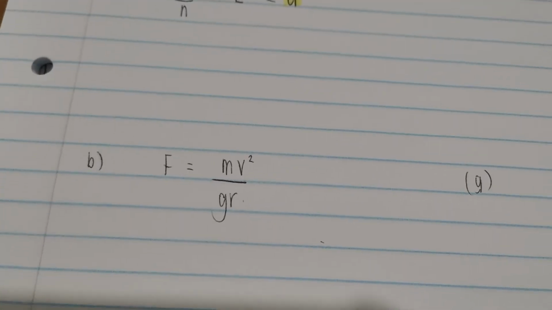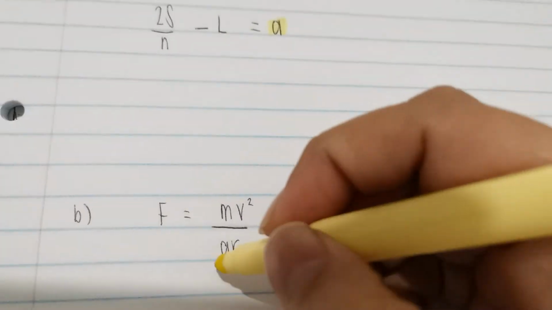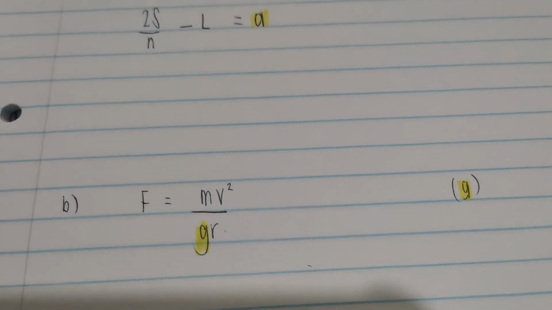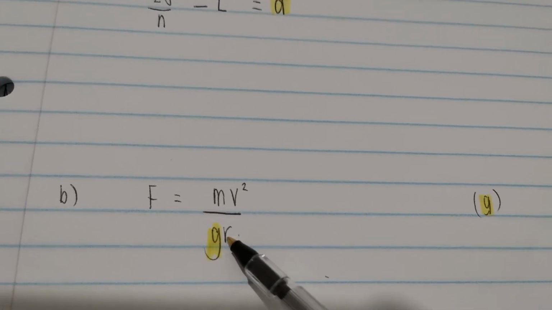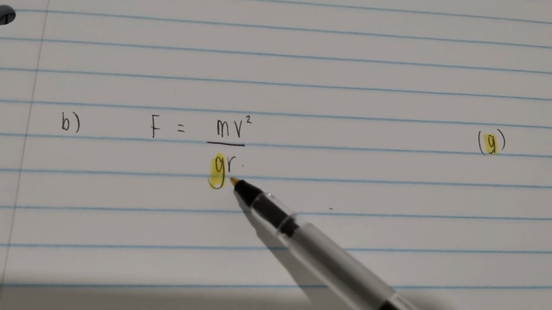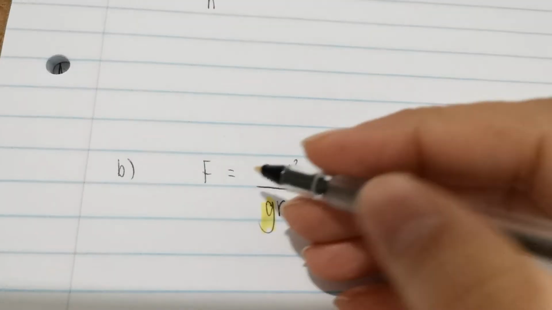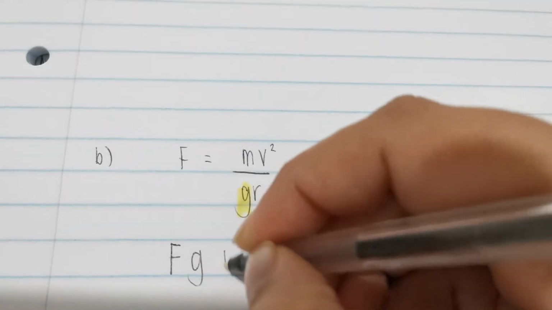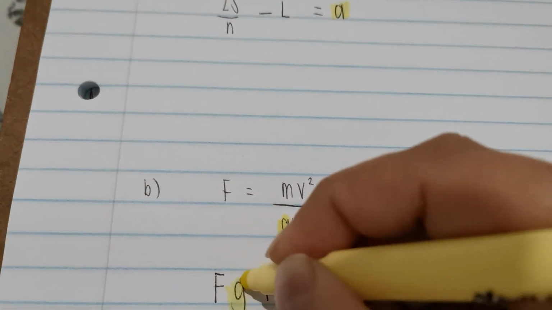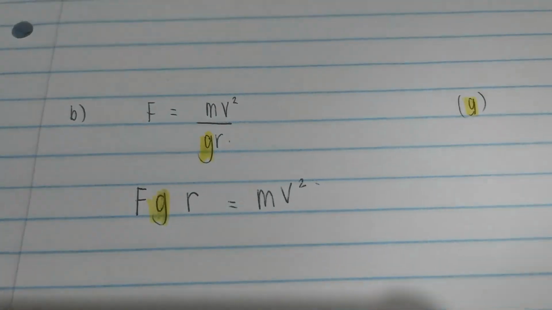Let's try the next one. Again, I want you to try it first, pause in between, and then see if you can answer it on your own. Okay. We want G to be our subject, so I'm going to highlight the G, okay? What's stopping me over here is going to be this R. Also, another thing that happens to be stopping me is that my G is in the denominator. To get my G to be the numerator, what I can do is I can multiply both sides by this numerator. So I get F, G, R, our prize, is equal to mv squared.